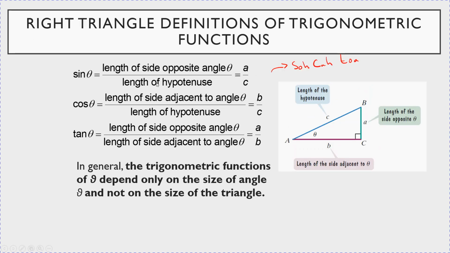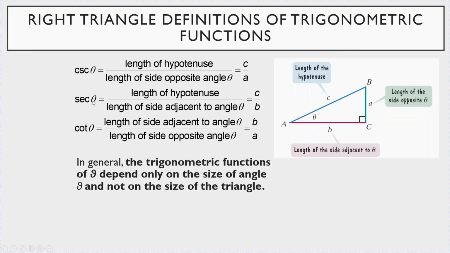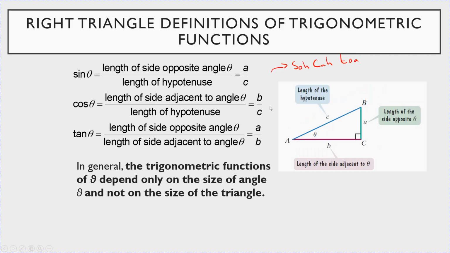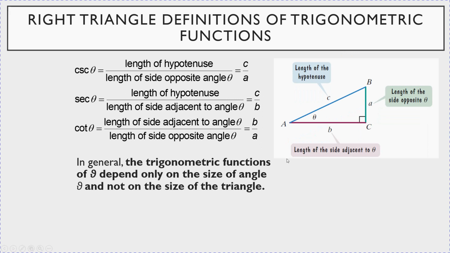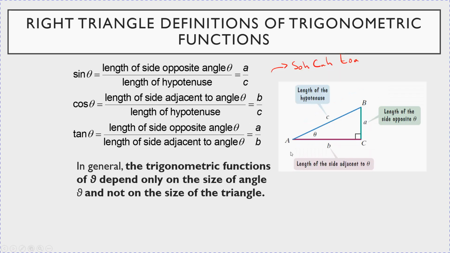More on that later. Secant of theta, okay, that's the length of the hypotenuse c divided by the length of the side adjacent to angle theta. That's b, so that's c over b. And then cotangent of theta, that's equal to the length of the side adjacent to angle theta divided by the length of the side opposite angle theta, b over a. And look, secant of theta, c over b, it's the reciprocal of b over c right here. And the same thing with b over a, cotangent, looks like it's the reciprocal of tangent. So more on that later.